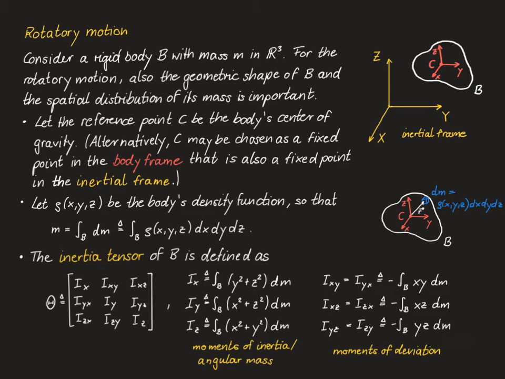As theta is a tensor, in particular it is symmetric, meaning that its corresponding non-diagonal elements are equal. So this pair is equal, this pair is equal, and this pair is equal. And they can be computed by these formulas stated on the right hand side here, and they are called the moments of deviation of the rigid body B. In some sense, in the rotatory motion, the inertia tensor assumes the role of the mass in the translatory motion, as we shall see next.